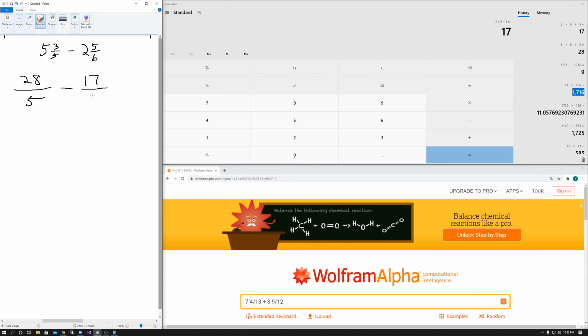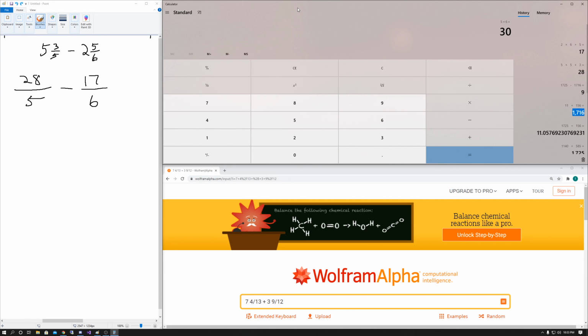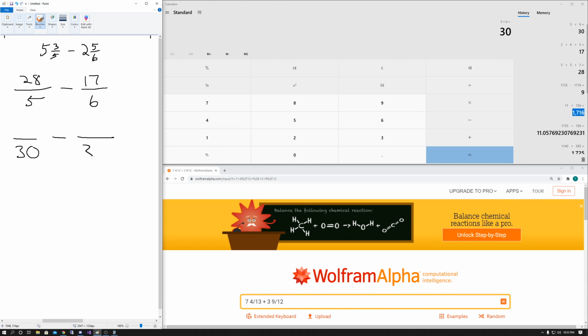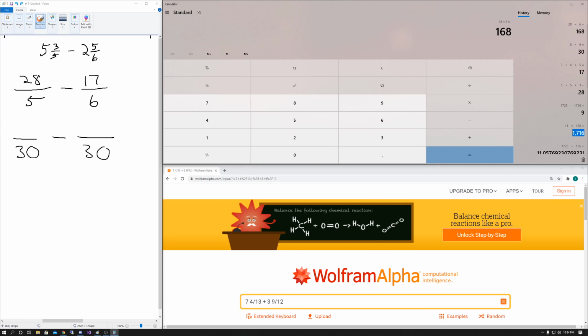Bring down the denominator. Same thing as last time, we have to have the same denominator. So what we're going to do is 5 times 6, which gives us 30. Draw 2 lines, bring down the operator. Write the 30s down. Remember, we're going to do that crisscross multiplication again. So 28 times 6 gives us 168.